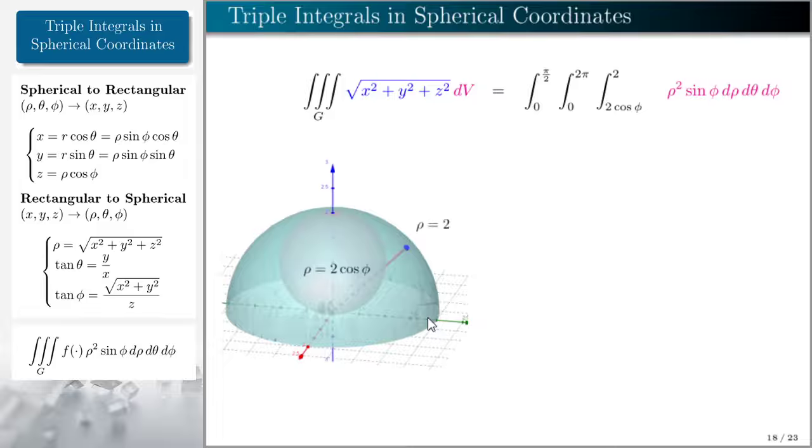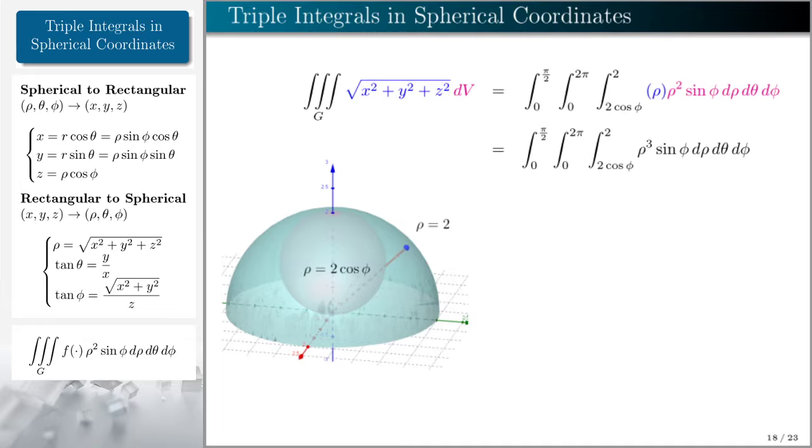So that will be my second change. And my last change will be the one in blue. I, of course, need to change this in terms of rho, phi, and theta. And since this is exactly rho, I will have the following answer. Simplifying it, it will give me this.